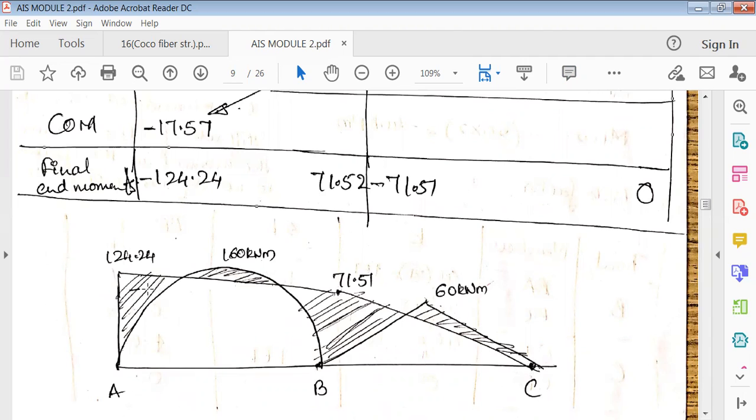So whatever lies between these lines, okay, hatch this portion. These are all negative bending moments, and whatever lies outside this line are nothing but the positive bending moment.